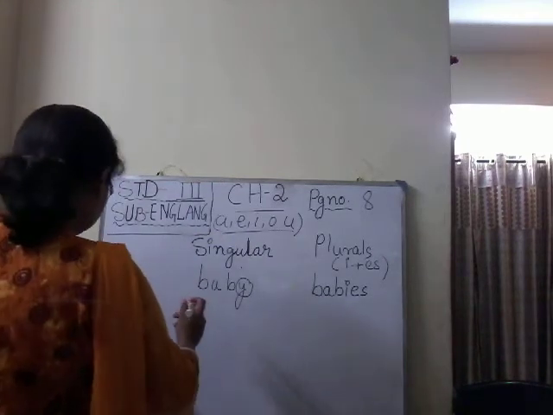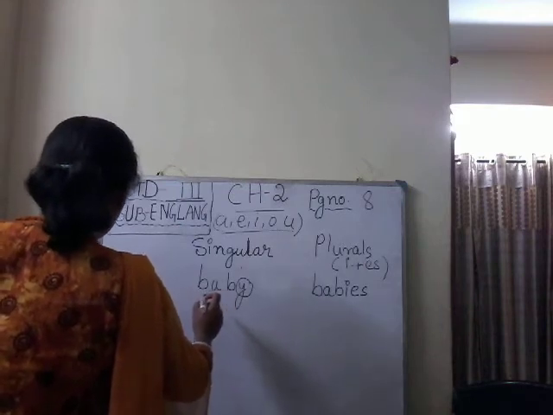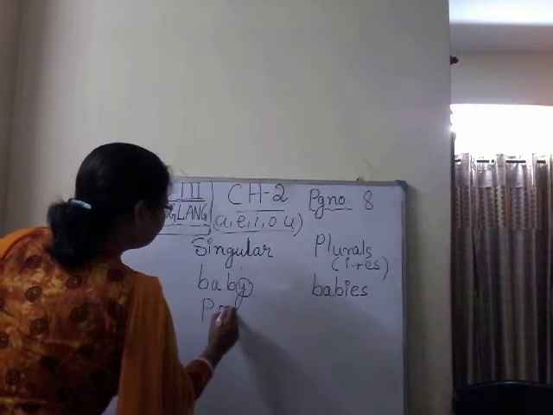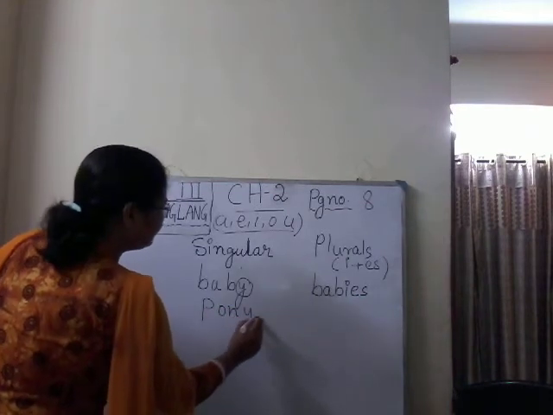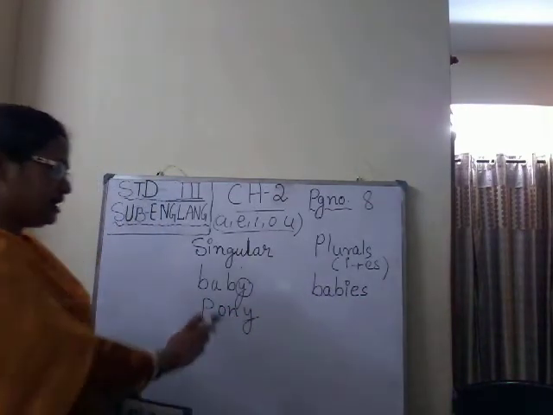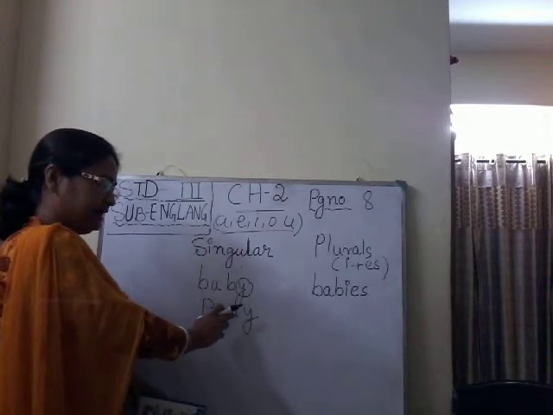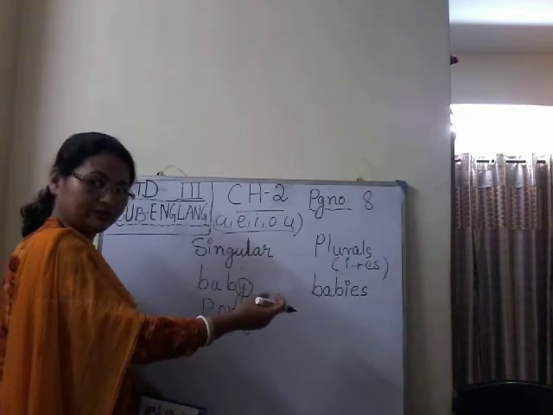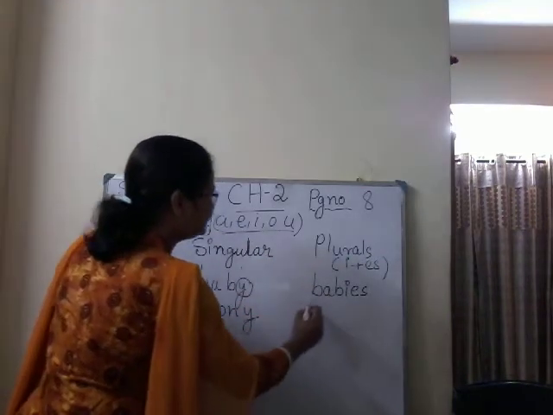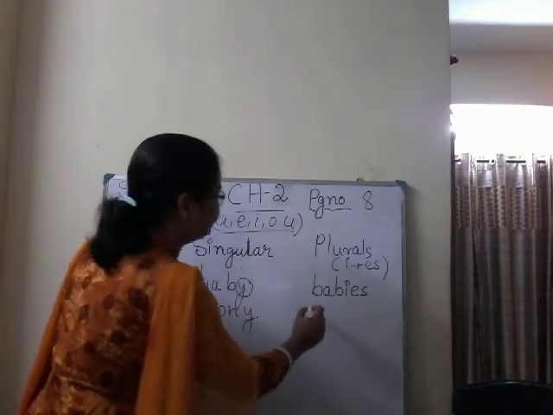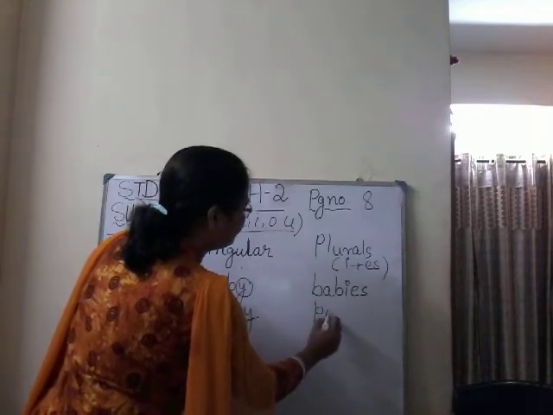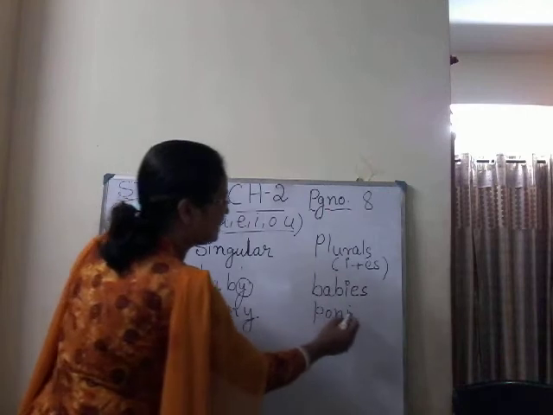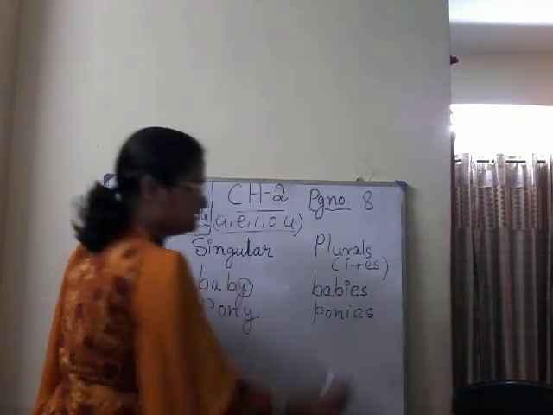Take one more example of a word that ends with Y, pony. P-O-N-Y, pony. Now you see, as the last letter is Y, how will we form the plural form? By replacing Y and adding IES. So P-O-N-I, in place of Y, what we have written is I, then we have added ES.